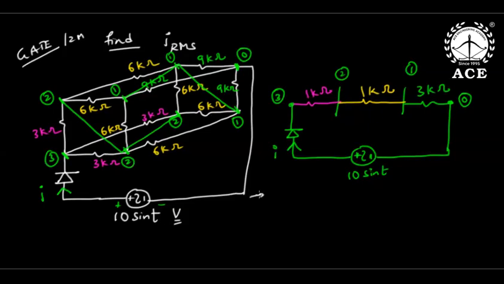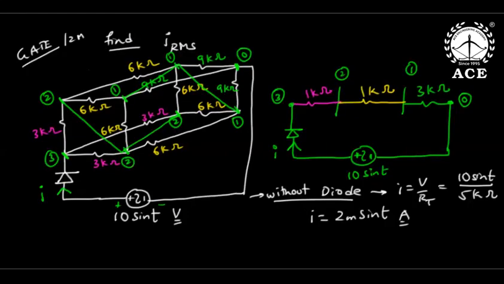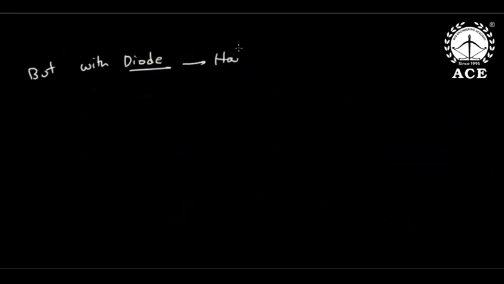Now listen, without the diode, it is normal that I is V by R total, that is 10 sine t by R total. Now total is 3 kilo, 1 kilo, 1 kilo, 5 kilo. So how much would I have been without the diode? Without the diode, I would have been 2 milli sine t amperes. But with the diode, it becomes a half wave rectifier, because in the positive cycle it will conduct, in the negative cycle it will block.